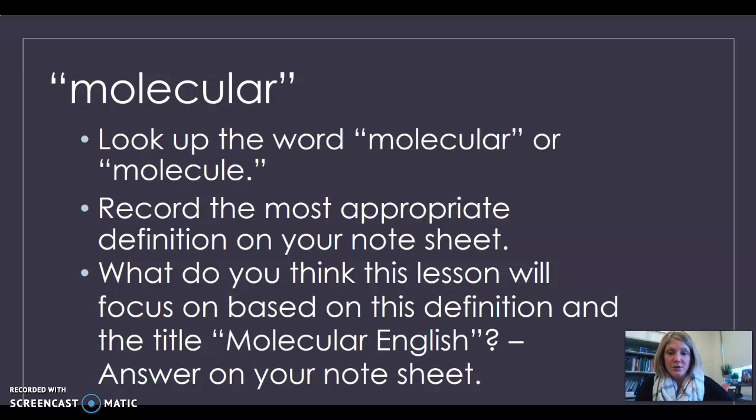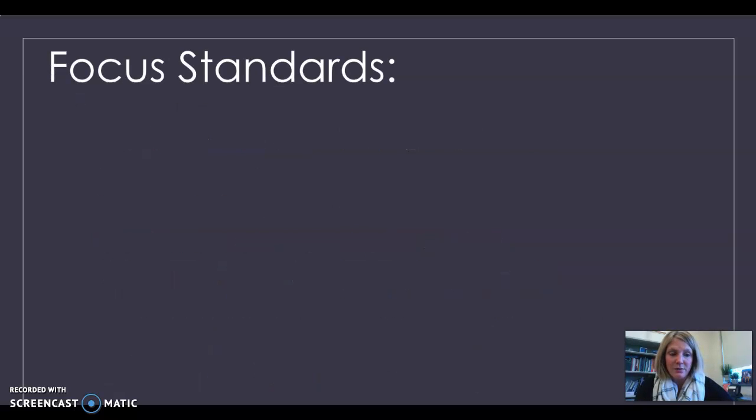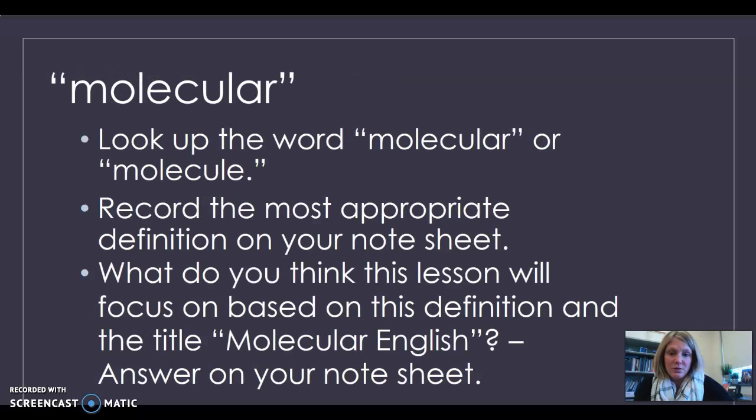And then also answer the question, what do you think this lesson will focus on based on this definition and the title, Molecular English? If you've already answered this question in class, you can go ahead and jot your answer down here as well. We're just going to scrap the note-taking sheet from last week if you started it in class with me. Take a moment to pause the video now and jot down your answers to those questions and that definition.